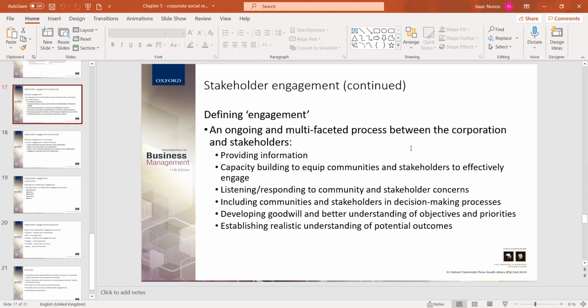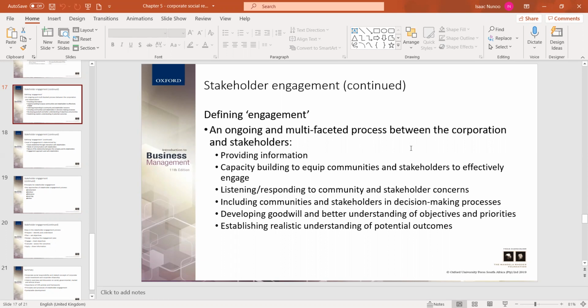And this ongoing process between corporations and stakeholders should include providing information, capacity building, listening and responding to community and stakeholder concerns, including communities and stakeholders in the decision-making process, developing goodwill and better understanding of objectives and priorities, and establishing a realistic understanding of the potential outcome. This ongoing interaction between the corporation and the stakeholders is what we term the engagement process or the engagement pattern.